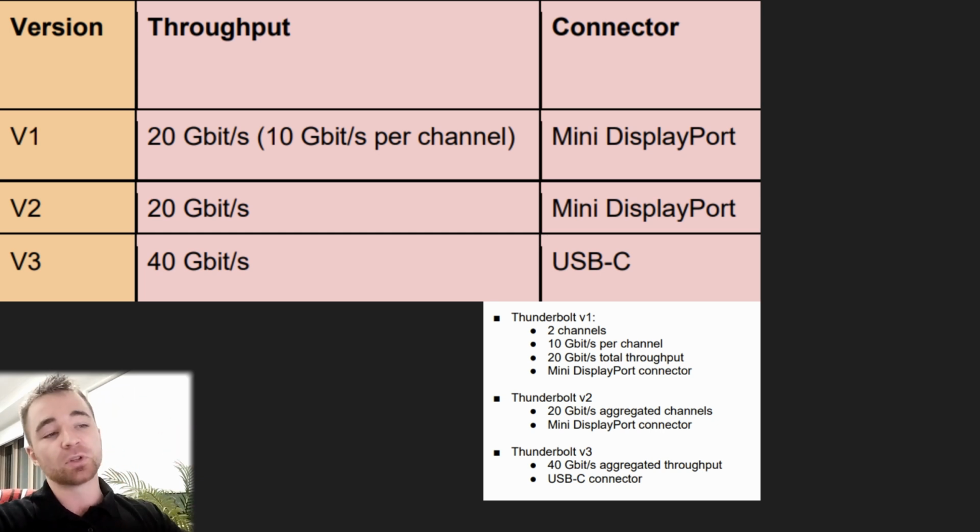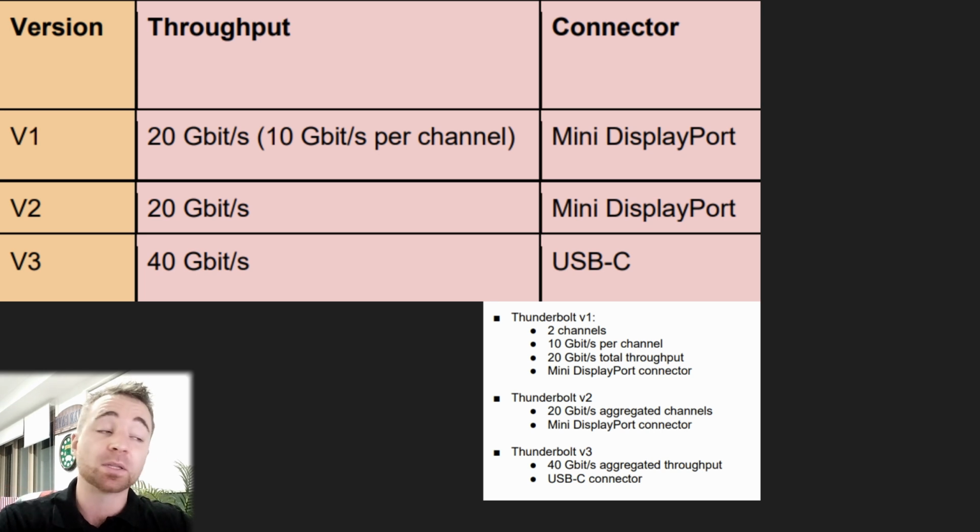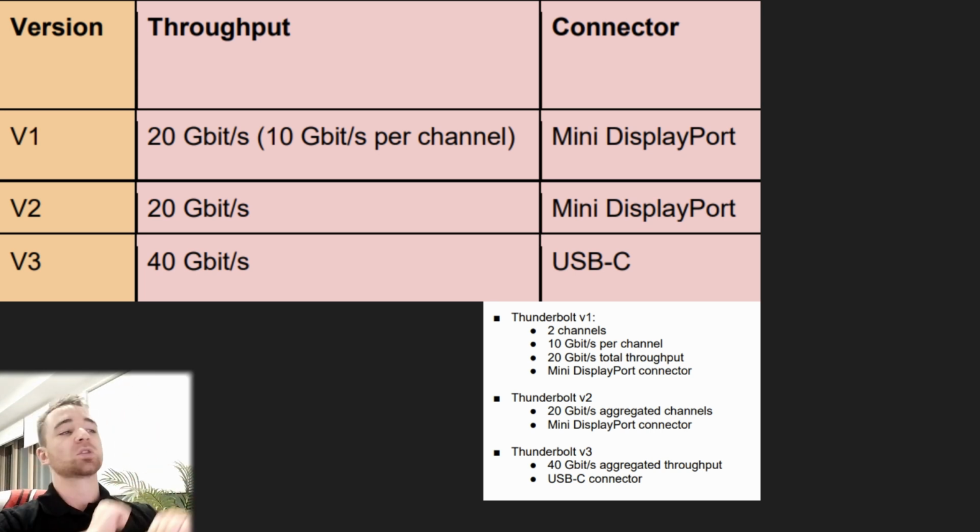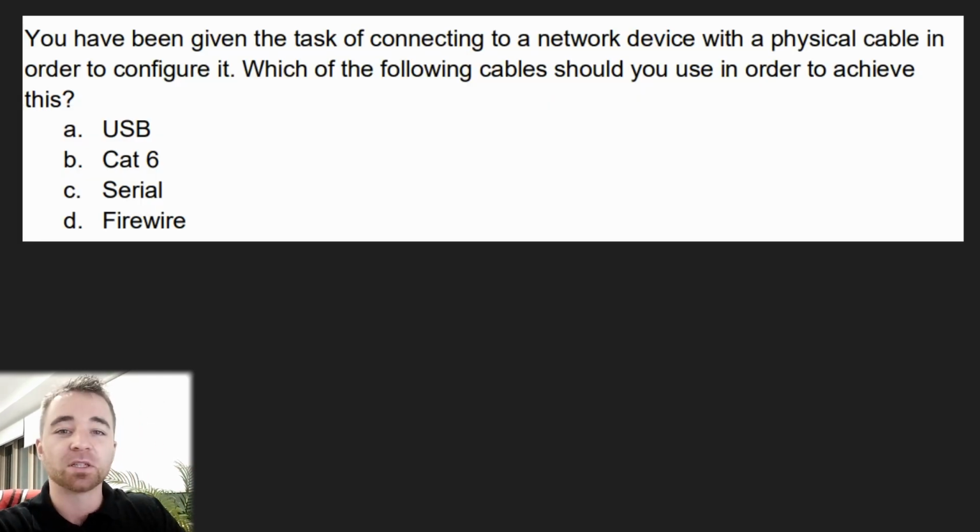And then we upgrade to version 3, which gets us to 40 gigabits per second and uses a USB-C connector. Okay, so make sure you've got that information on the screen right now down. You've got that in your head, and we'll go ahead and move on to some practice questions on this topic.